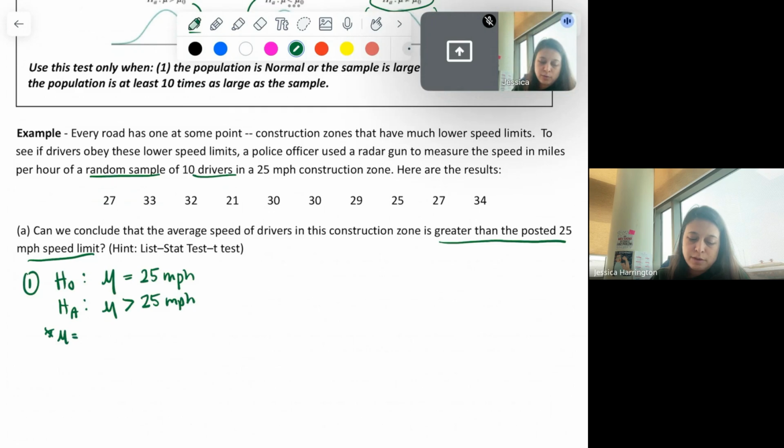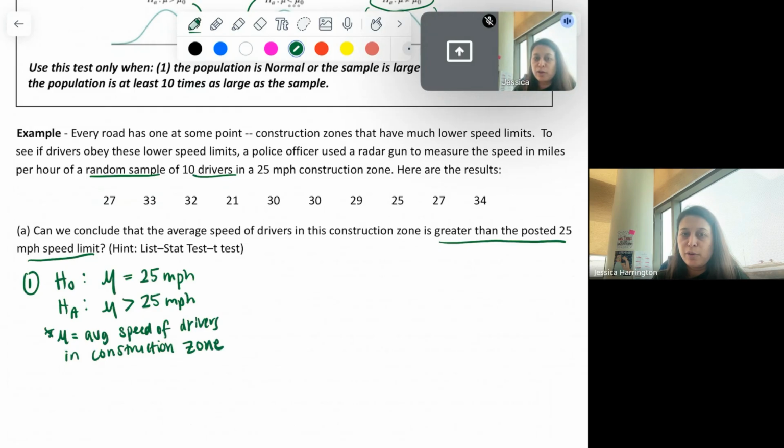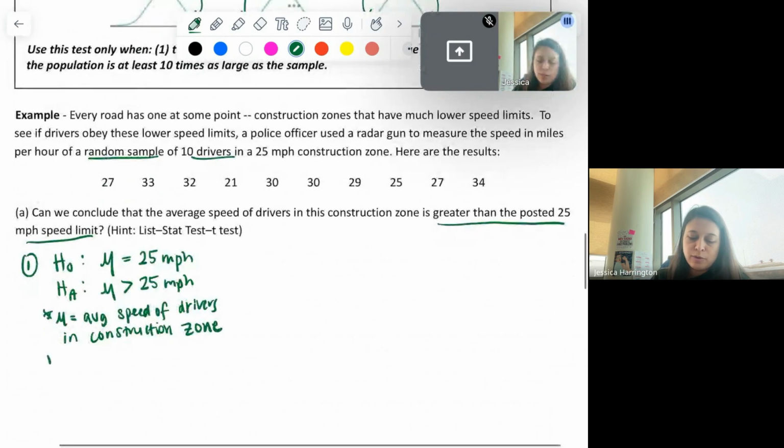Okay. And then let's just put a note. Mu equals average speed of drivers in construction zone. So you need to write this on your FRQs and your AP exam. You need to explain what your variable means. And then we're also going to state that we are going to use an alpha of 0.05 because they didn't tell us what to use. So we're going to use that one.